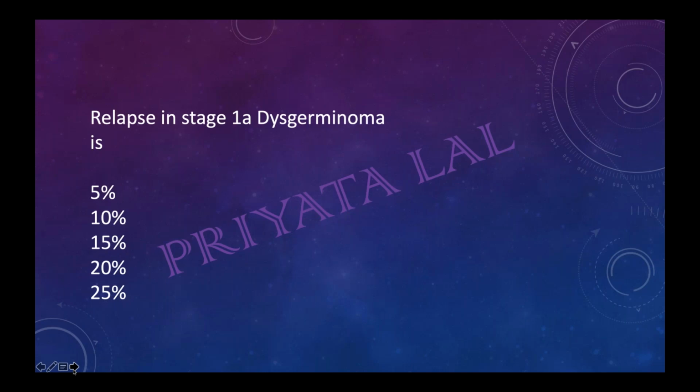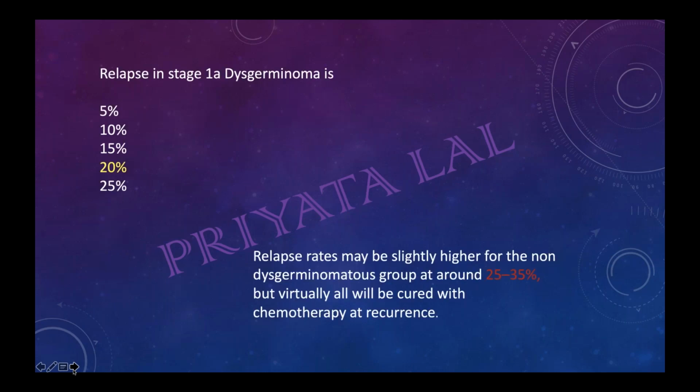So relapse in stage 1A dysgerminoma is the question. Any guesswork will also work. 15%. Okay, but it is 20%. So stage 1A dysgerminoma, it is 20%. The rest, the non-dysgerminoma group, it will be 25 to 35%. You may get this, this may be in the question.